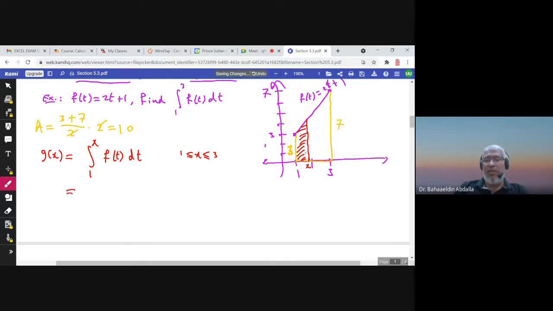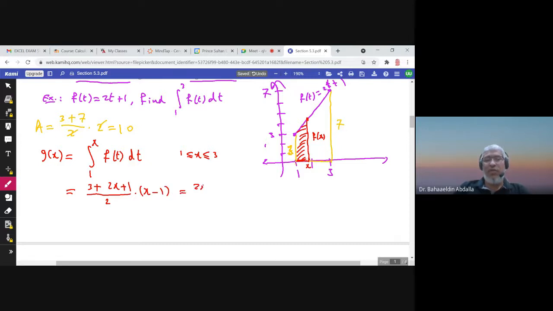So again, this is a trapezoid, and the length of this base is 3, and the length of the other base is f of x, because this is x. So this point is (x, f of x). So this length is f of x, which is (2x plus 1) over 2, times this length, the height, the distance from 1 to x, which is x minus 1.